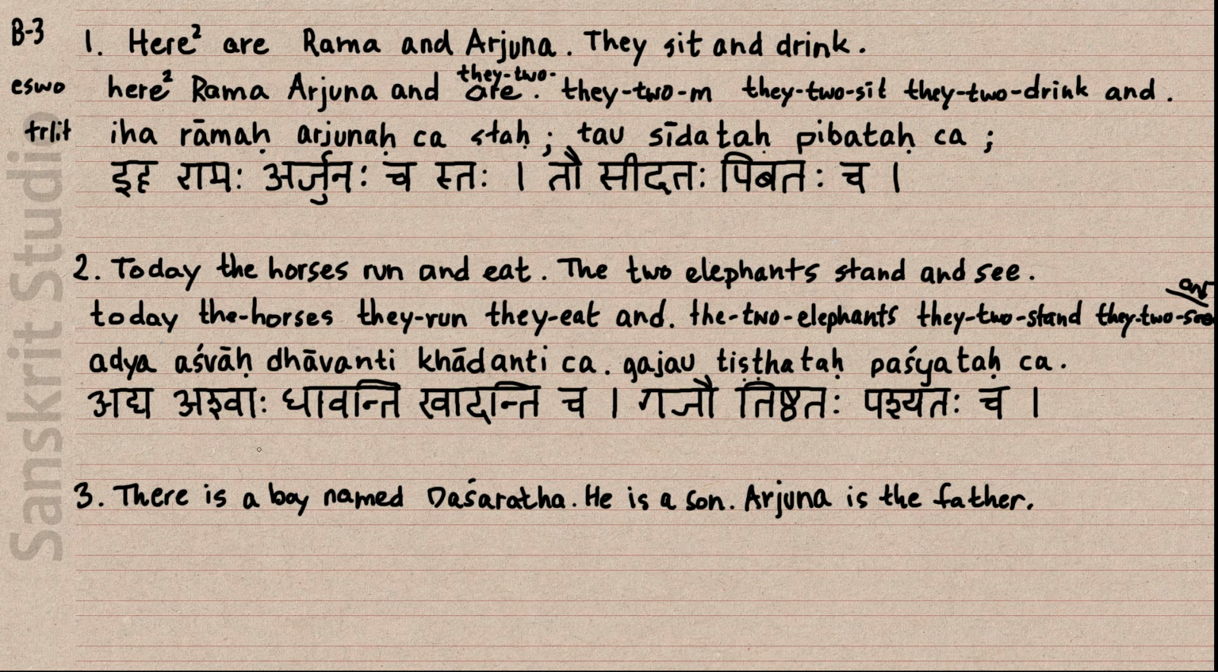All right. That's number 2. Number 3. There is a boy named Dasharatha. Okay, let's start with that. And here we have then there is in the beginning. So this is the usual asti we're looking for here. So we are grouping these two words together.